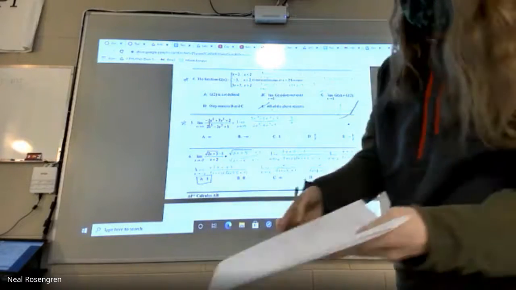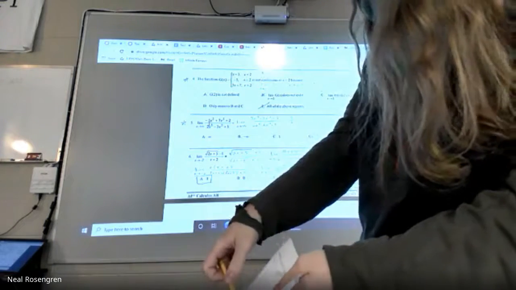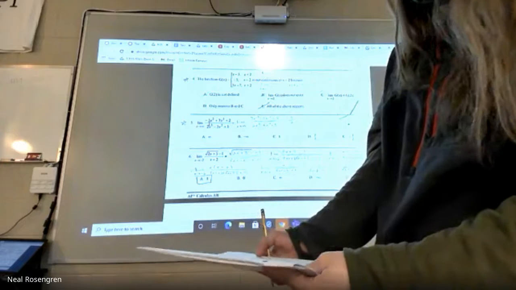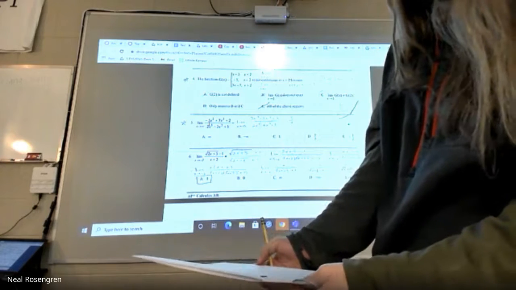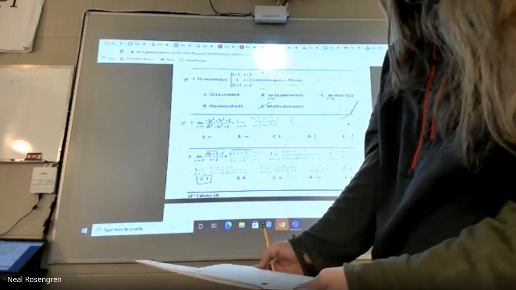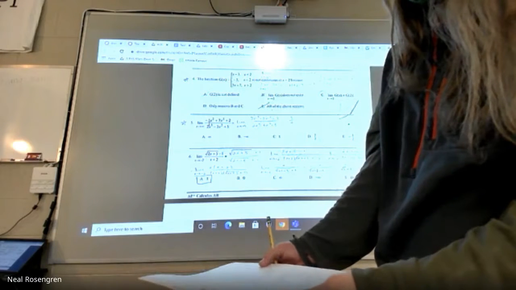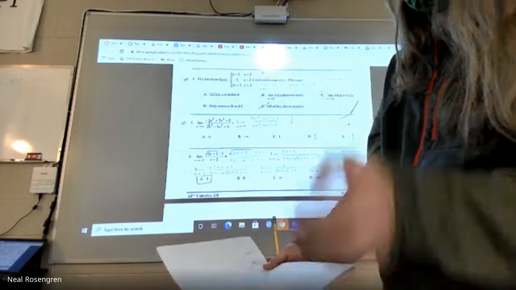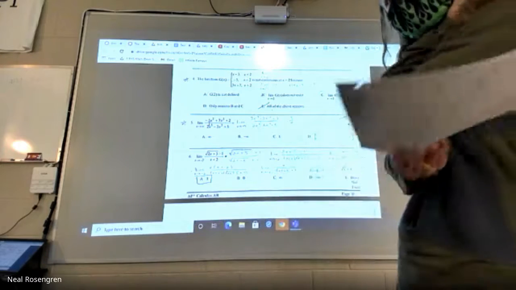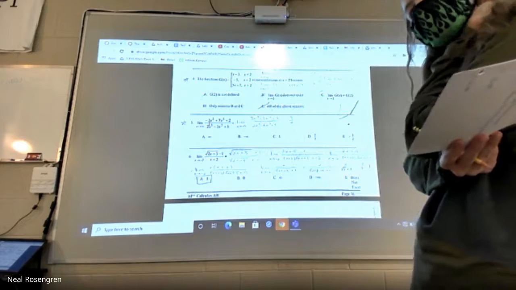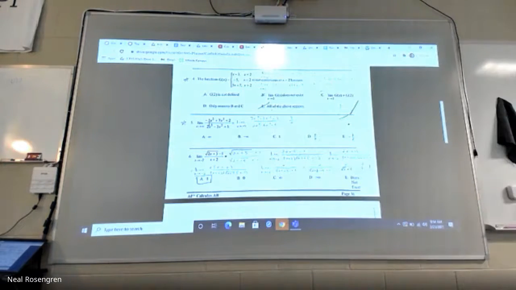Pi check 2. I got root 2 over pi, because you've got root 2 over 2 over pi over 2. The 2's cancel. Root 2 stays up top, pi stays at the bottom. Number 8, yep, root 2 over pi.